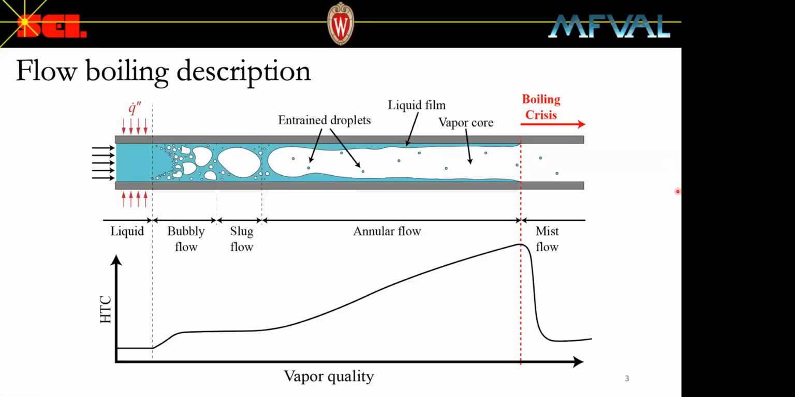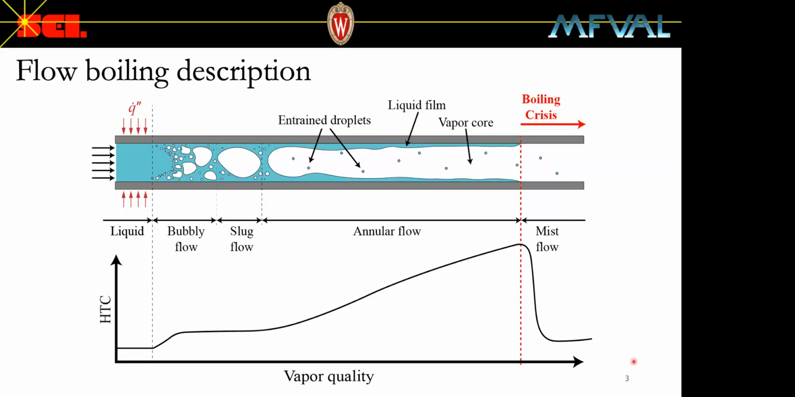The heat transfer coefficient, abbreviated as HTC, is the proportionality constant that relates the heat flux to the temperature difference between the heated surface and the saturated fluid. A qualitative description of the heat transfer coefficient, HTC, as a function of vapor quality is shown on the bottom part of this figure here. The HTC increases and reaches a maximum value in the annular regime, which is the focus of the current study.